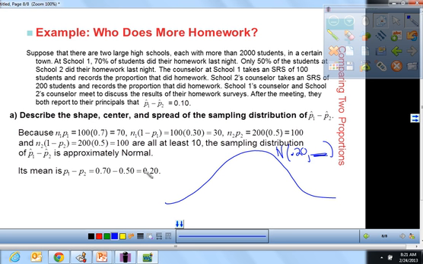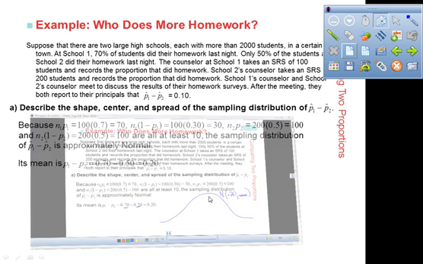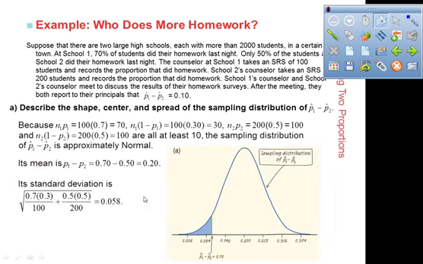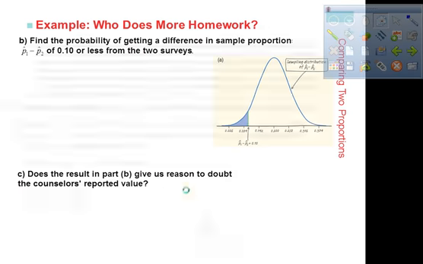So this is what I have right now, because once I know it's normal, I can subtract the two and get my new mean. Remember, we can't just straight subtract their standard deviations. We have to follow the formula. So for the standard deviation, they do the square root of 0.7 times 0.3 over 100, and they get 0.058. So this is the sampling distribution.